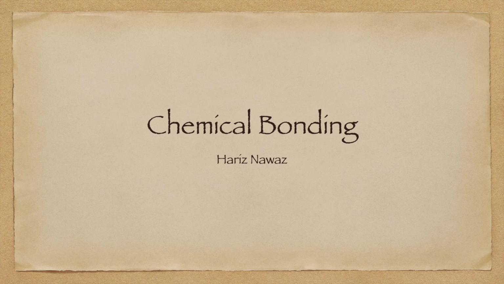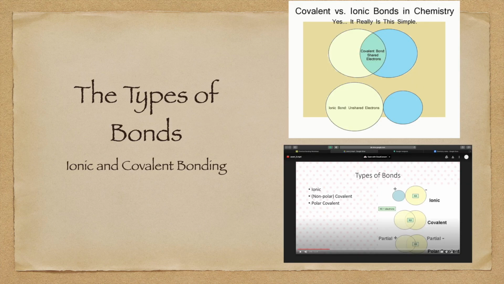Now, we're going to be going over the types of bonding, which are ionic and covalent bonding. In covalent bonding there are two types: polar covalent and non-polar covalent. Then we have ionic bonding. Here I have images courtesy of Google, which will help me today, and I'll explain them, and images from my own Google Classroom, which help me as well.